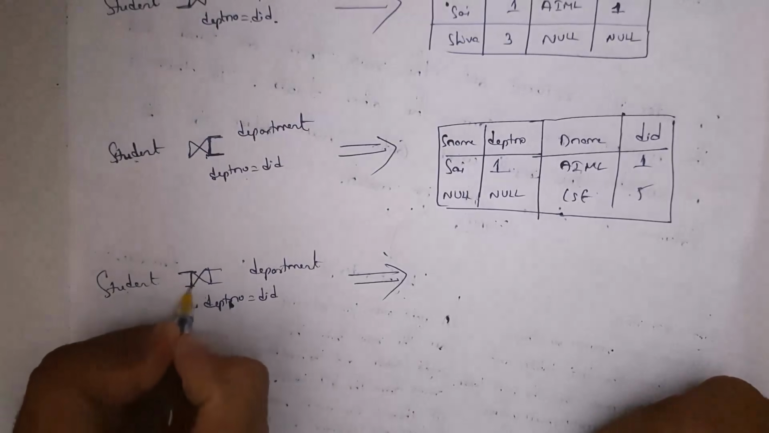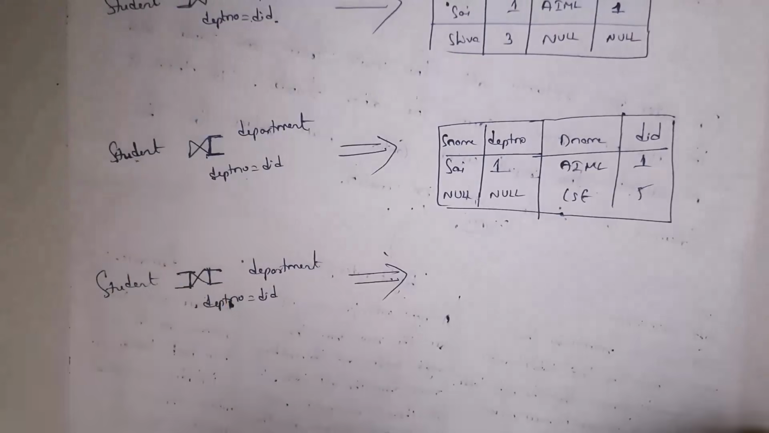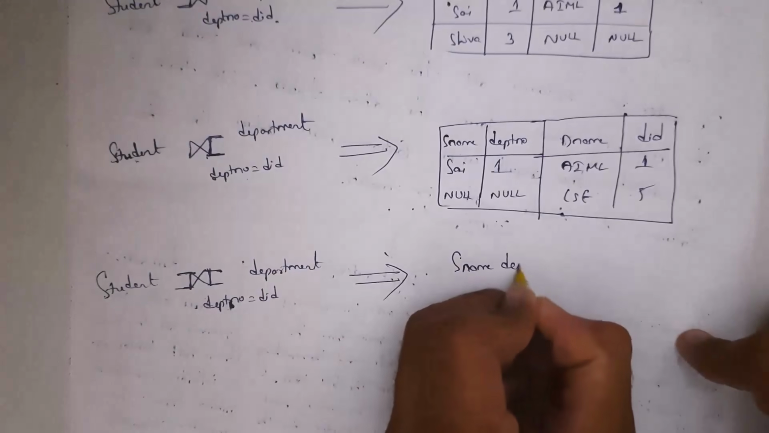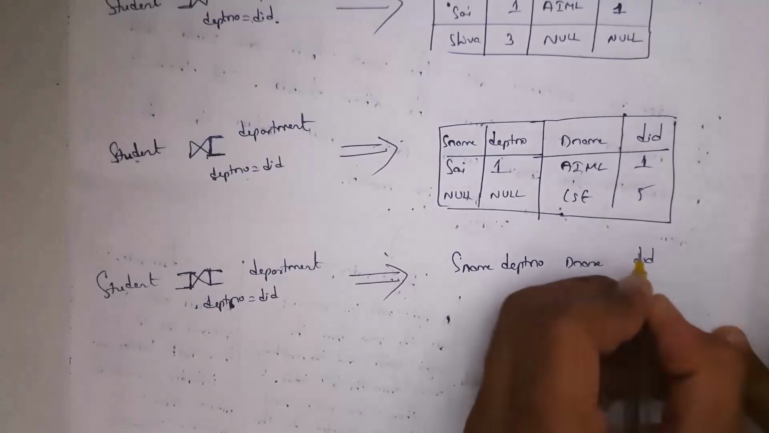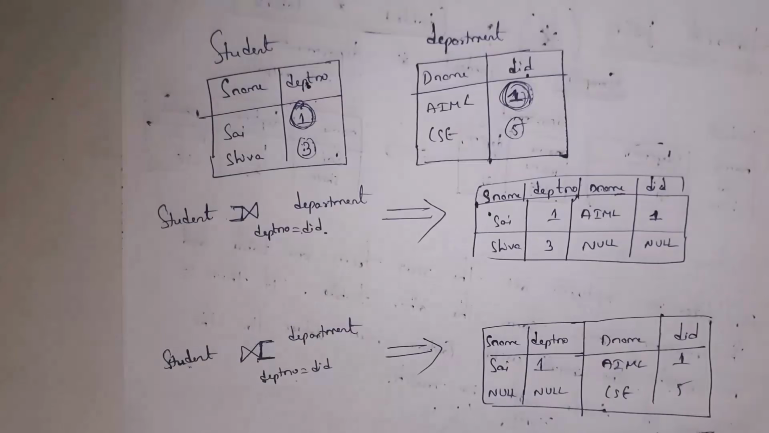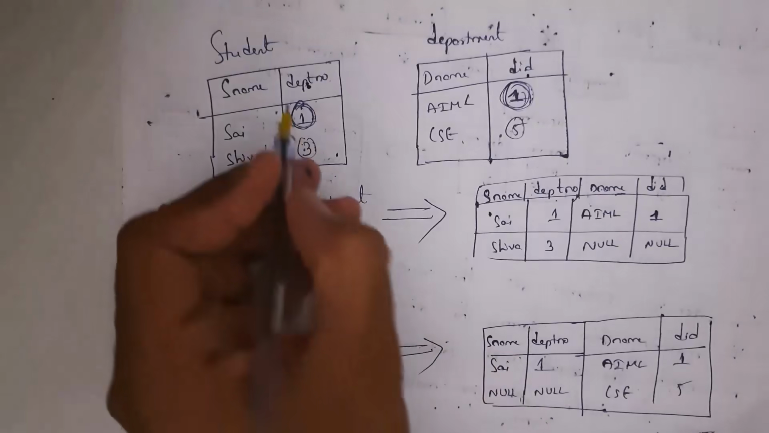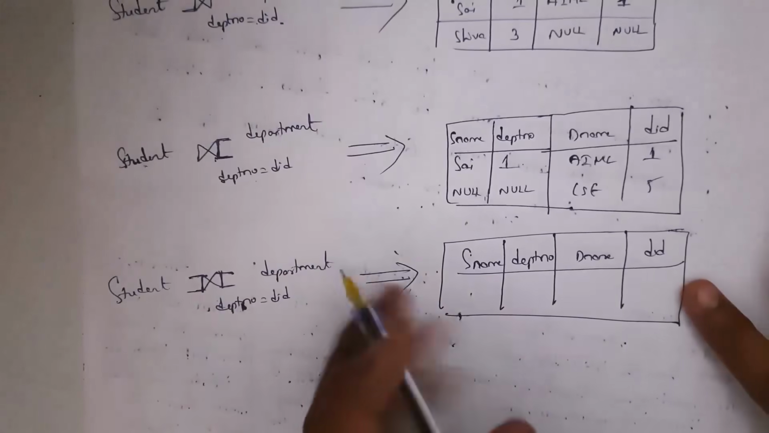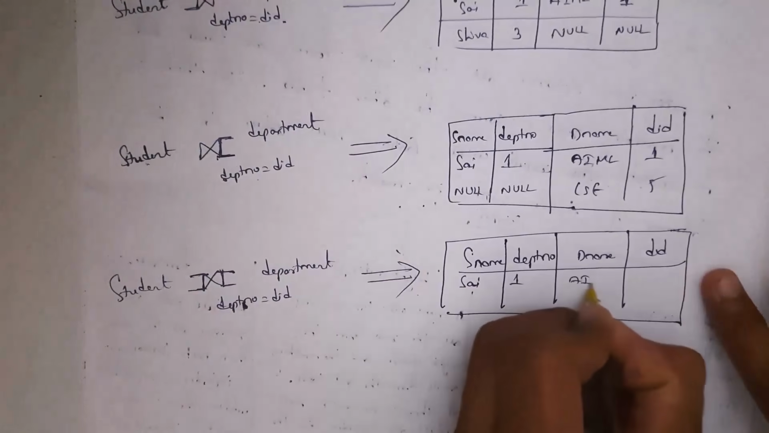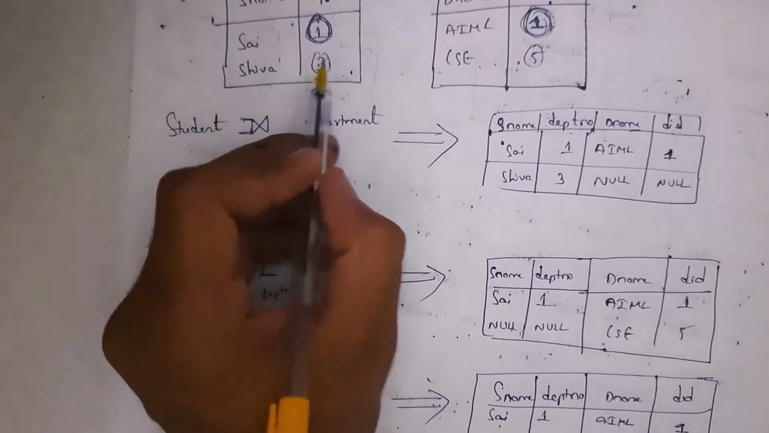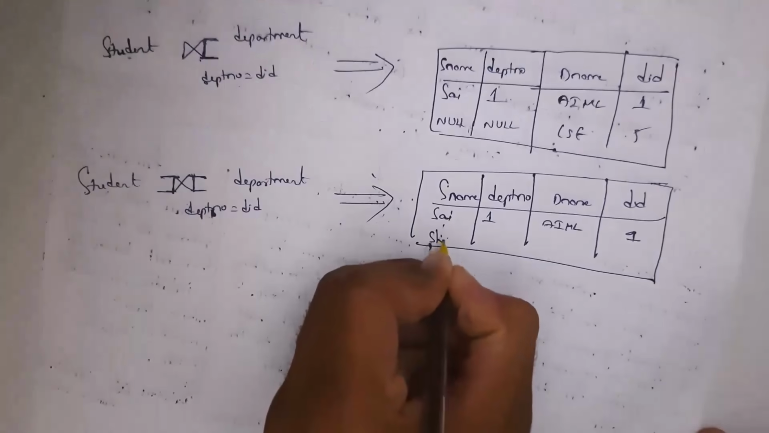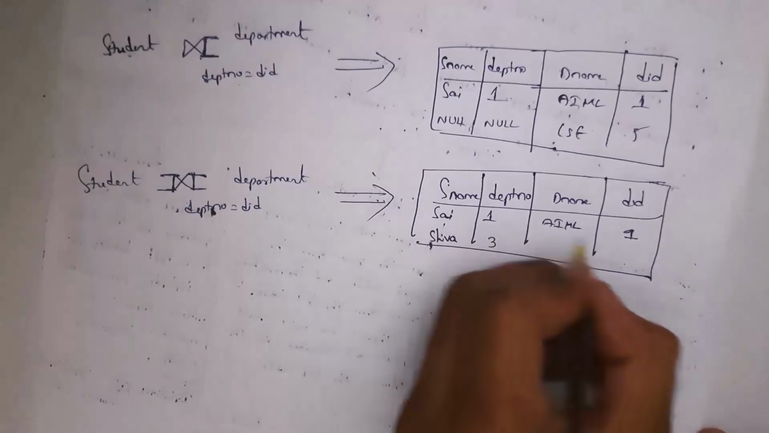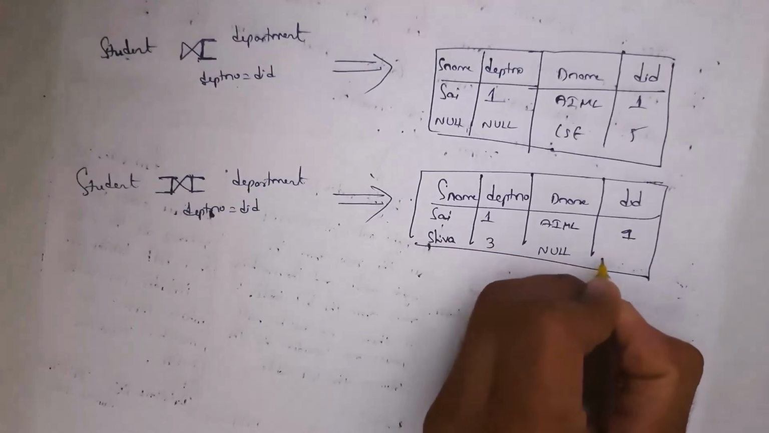Next I will explain full outer join. This is the symbol for full outer join. Just draw lines on the left side and right side. So student full join department. Here I gave the condition department number equal to DID. So S name, department number, D name and DID, these are 4 columns. At first it will check whether department number equals DID. Yes, here department number is 1 and DID is 1, so it will display this complete record. So it will store Sai 1, AIML and 1. The second row contains Shiva 3 and here CSC 5. There is no match. So in the left table it will show Shiva 3, and there is no match on the right side, so it will display null values.